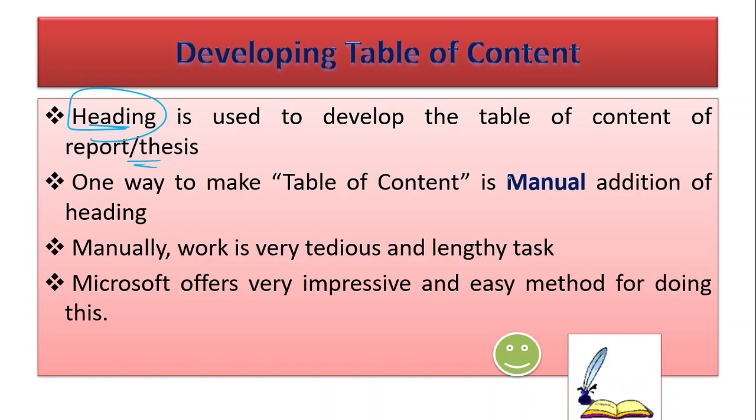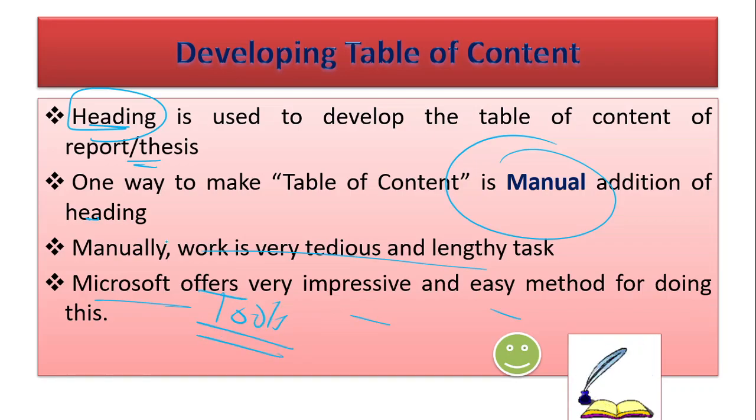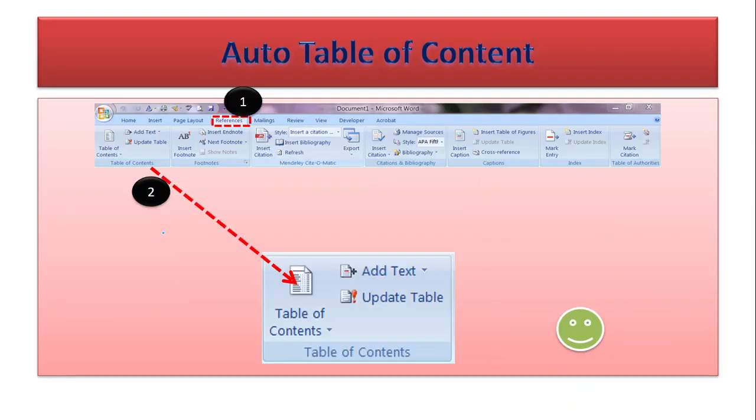If you are doing it through the manual procedure, it is a very tedious task. Manually it is very lengthy and tedious, and there are chances of error. If you do it through Microsoft Word, it has a very impressive and easy method, with very simple tools to develop the table of contents. So we will see how to develop the automatic table of contents. There is a tab called the References tab available here. This References tab is the main tab.